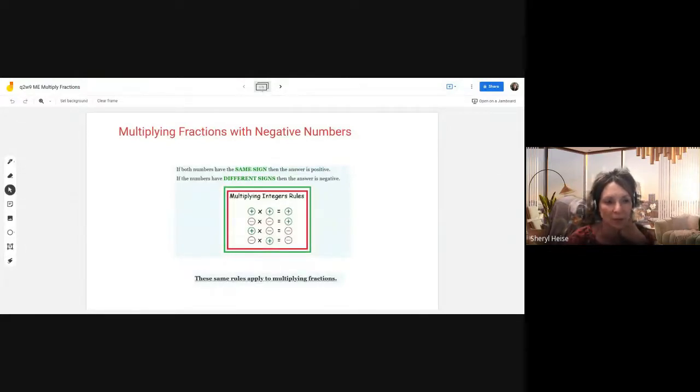Okay, so we're going to talk about multiplying fractions with negative numbers. And before we start, let's do a quick review of multiplying when we have a number that is negative in the problem.